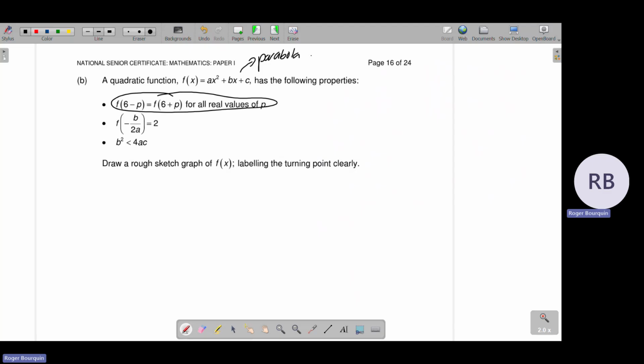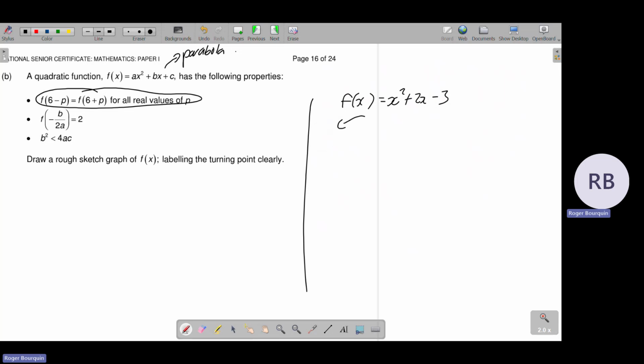Well, the best way to explain it is this. Do you remember this? If I said to you f of x was equal to x squared plus 2x minus 3, and I said go shift that graph 2 units to the right, what would you do? You replace every x with x minus 2, right? So it would become x minus 2 squared plus 2 times x minus 2 minus 3.